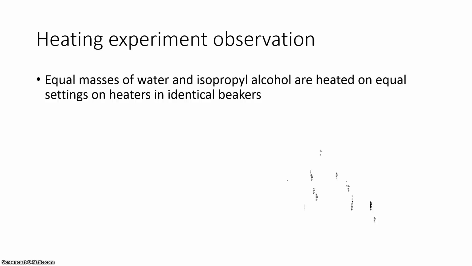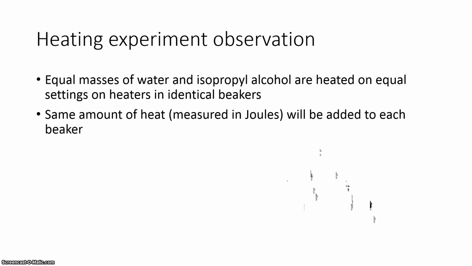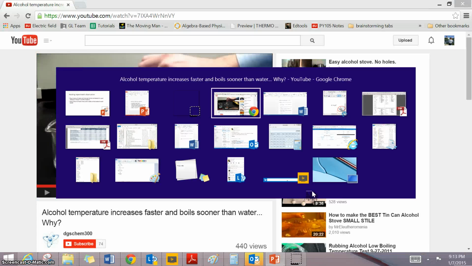What you're going to see in the experiment is 2 beakers, one with water and one with isopropyl alcohol. They're going to be heated on equal settings in identical beakers. They're heated on the same heater in the same type of beaker, so basically they're going to get the same amount of heat. Remember, heat is measured in joules. So the 2 beakers are each going to get the same amount of heat, and we're going to just observe the results of that. So here we go.